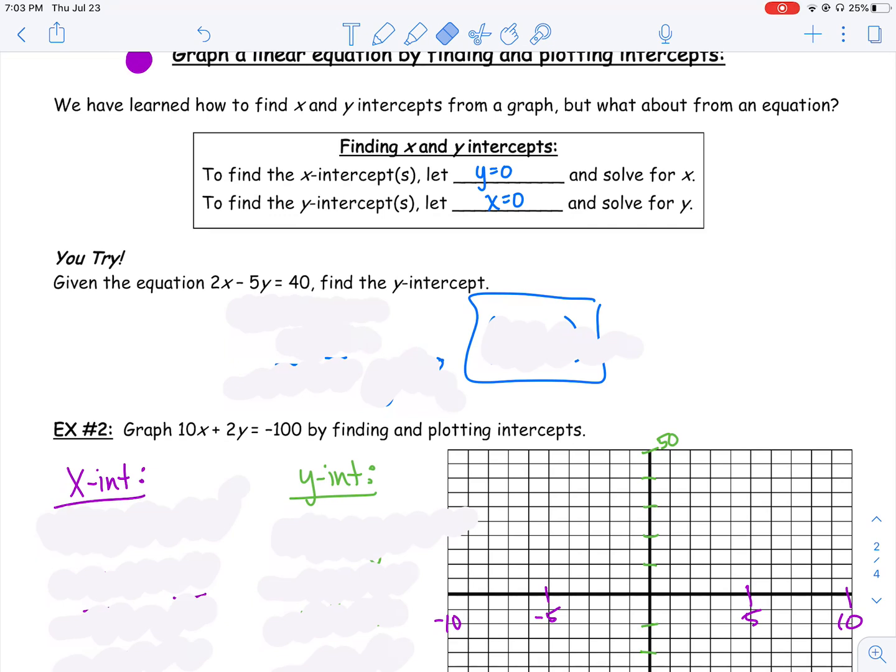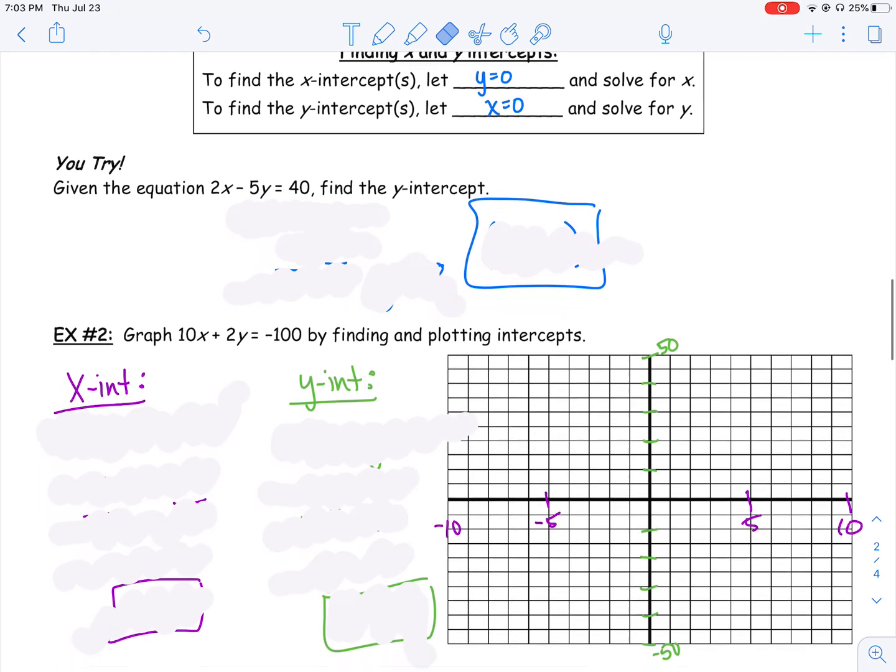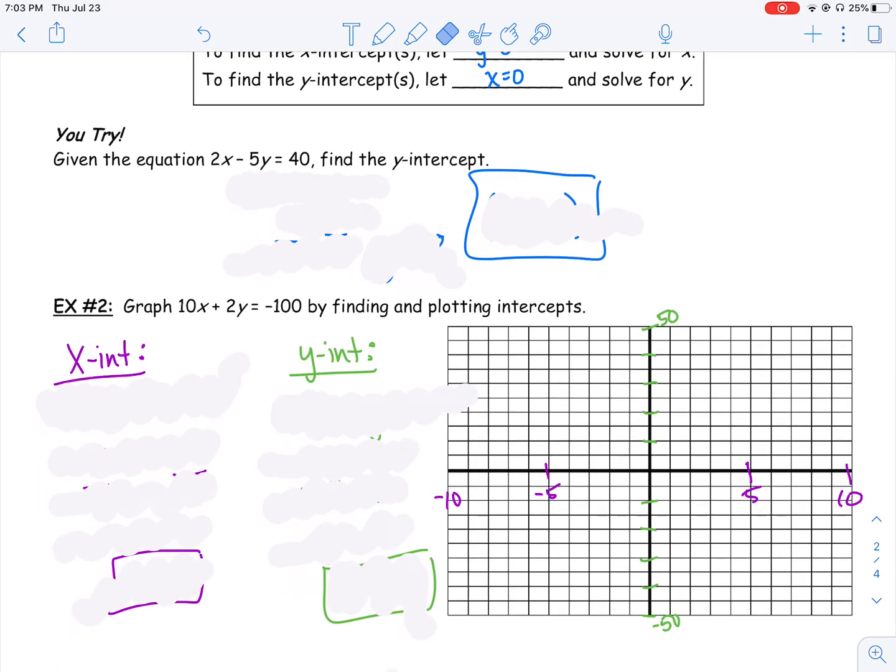So instead of being given a picture and finding the x and y-intercept, let's find the x and y-intercept from an equation. So look at this one. Given the equation 2x minus 5y equals 40, can we find the y-intercept? Well, I know it's going to be a line. That looks like standard form, right? ax plus by equals c. Or you could say y equals mx plus b. There's a y and an x in there. Let's figure out where this touches the y-intercept.